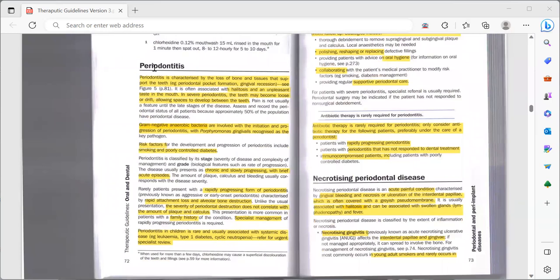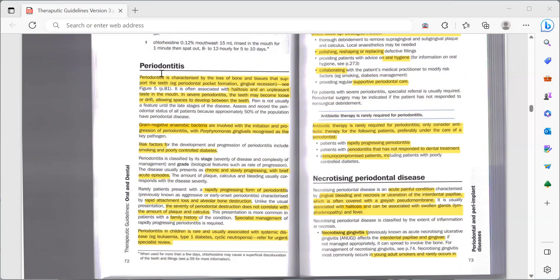Then periodontitis, the next stage. Periodontitis is characterized by the loss of bone and tissues that support the teeth, which means periodontal pocket formation and gingival recession. So these are the features of periodontitis. It is often associated with halitosis. In a periodontitis patient, the signs would be halitosis and an unpleasant taste in the mouth.